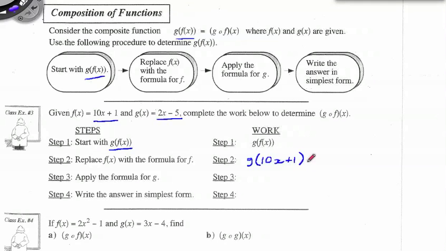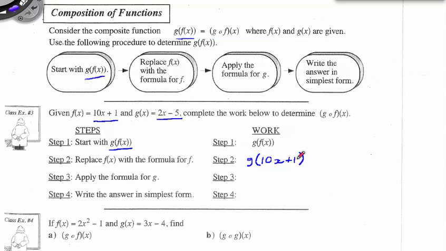And basically that's it. Moving on to step 3, now we're going to apply that. This becomes our input value for g, just as previous examples. Now apply the formula for g. Well, g is 2x minus 5. In other words, whatever the input value is, such as x, it gets multiplied by 2 and then 5 is subtracted. Well, our input value here is 10x plus 1.